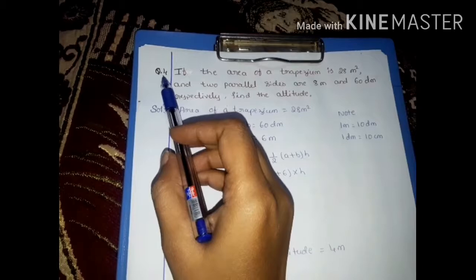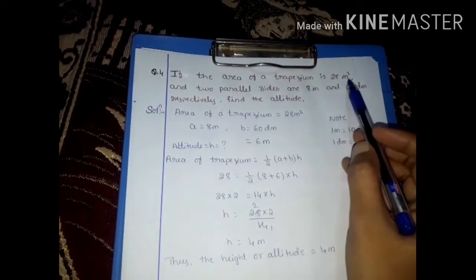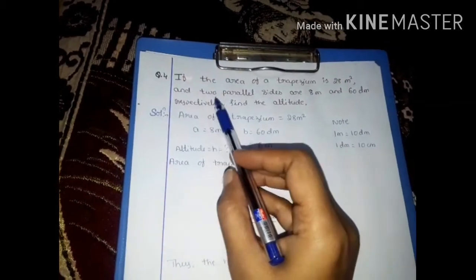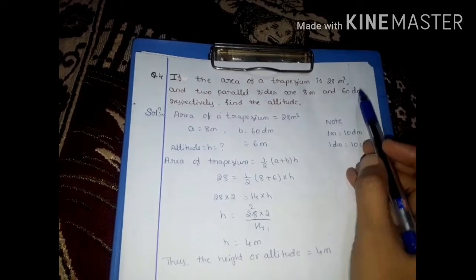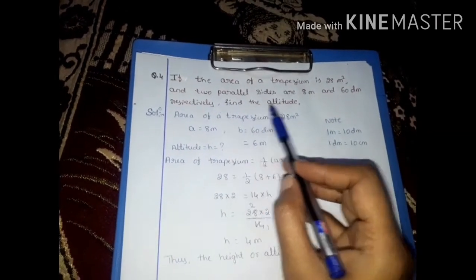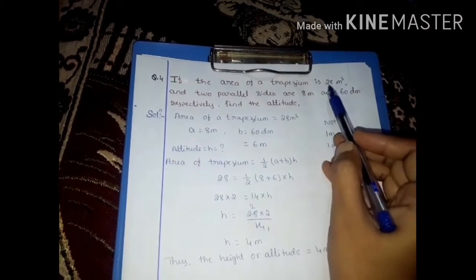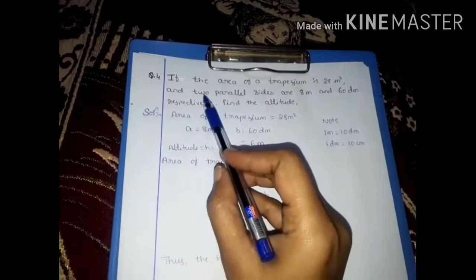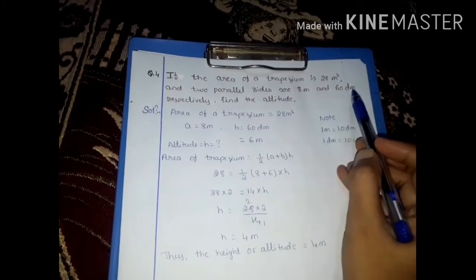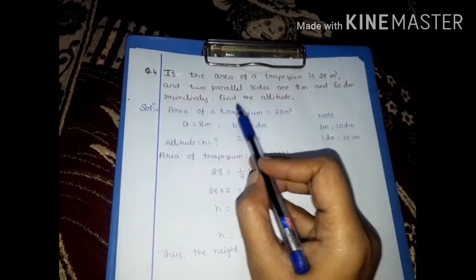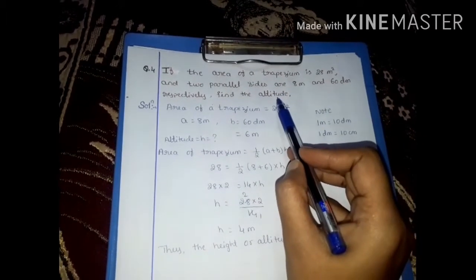Question number 4. If the area of a trapezium is 28 meter square and the two parallel sides are 8 meter and 60 decimeter respectively, find the altitude. Here the area of the trapezium is given as 28 meter square, and also given are the two parallel sides, 8 meter and another one 60 decimeter. You have to find the altitude. Altitude is nothing but the height of the trapezium.